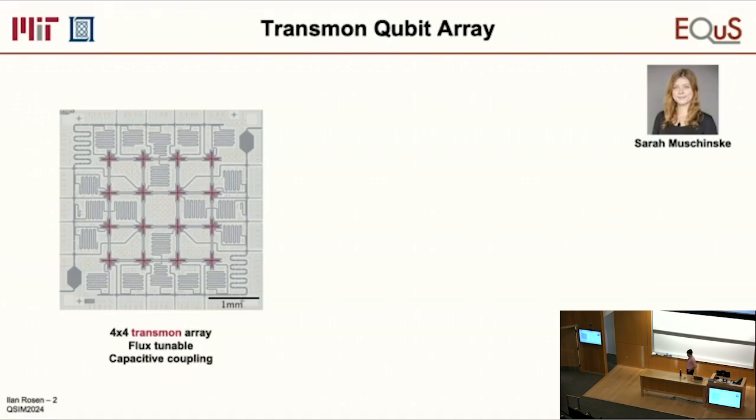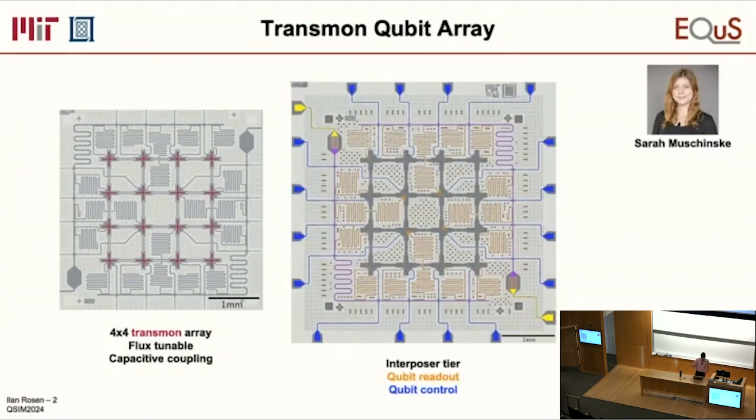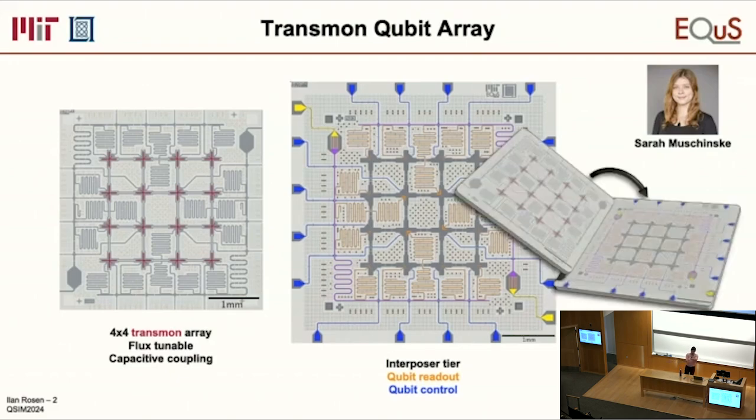So this is an image of our device. It's a 4x4 array of transmon superconducting qubits. Adjacent qubits, nearest neighbors, are capacitively coupled. This is just the qubits. To actually run these chips, we have this whole other chip of resonators and control lines and everything. We bring these chips together in a flip chip geometry, so we can actually do these experiments.